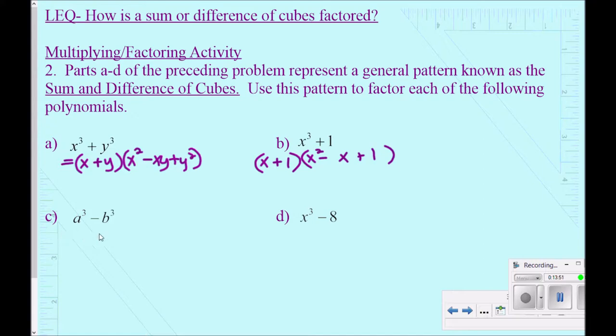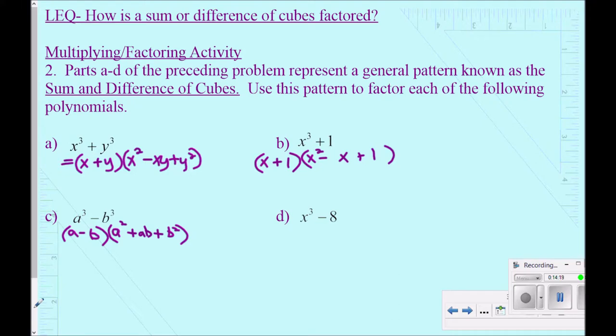C, same idea, no GCF. Difference of cubes. So binomial and trinomial. Cube root of a cubed is a, cube root of b cubed is b. This is a difference, so minus, plus, plus. Square a, square b, a times b, disregarding the sign, ab.